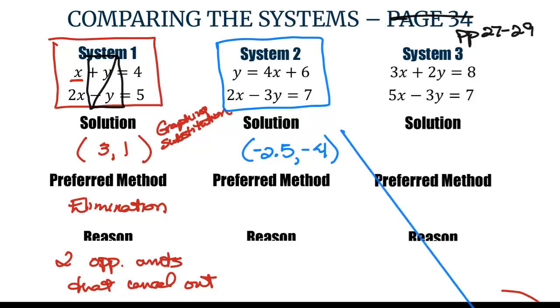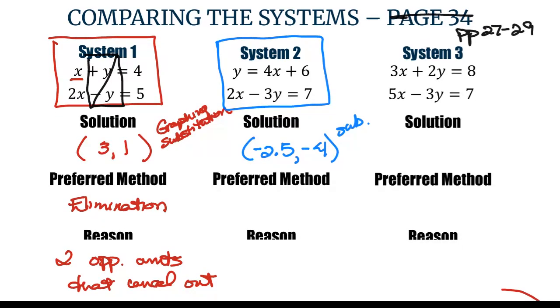Substitution. That's what we just did, right? Preferred method. Well, we thought elimination was the best for the first system because they had two opposites. Here, is substitution a good method? Yeah, because you have y equals all by itself, so you can easily substitute that value in.